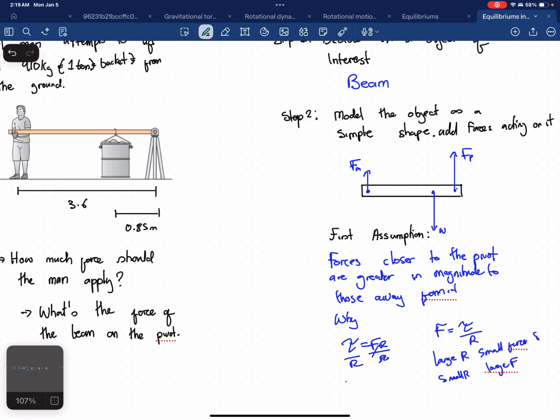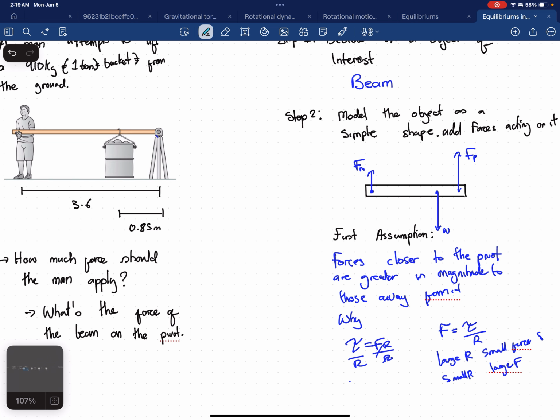That's why this works. So FP here is drawn bigger in magnitude than FM because of the fact that it's closer to the pivot. All right. And here, the pivot gives an upward force. If you're confused about that, think about it as just supporting the weight of the bucket and the man. If the pivot wasn't there, then this whole thing would just fall down. So it's definitely giving us an upward force.